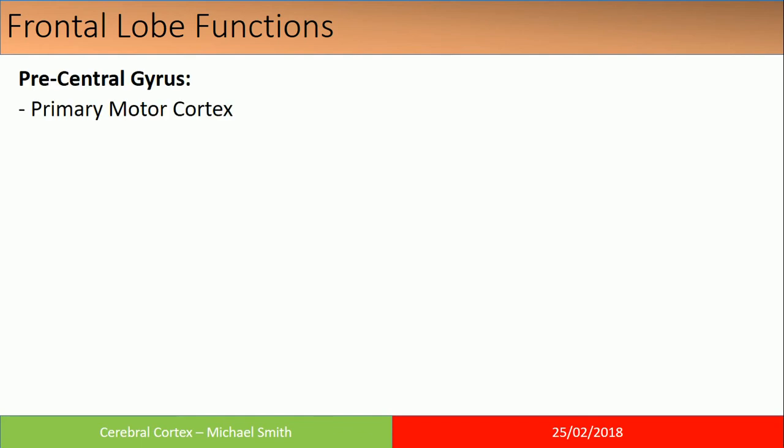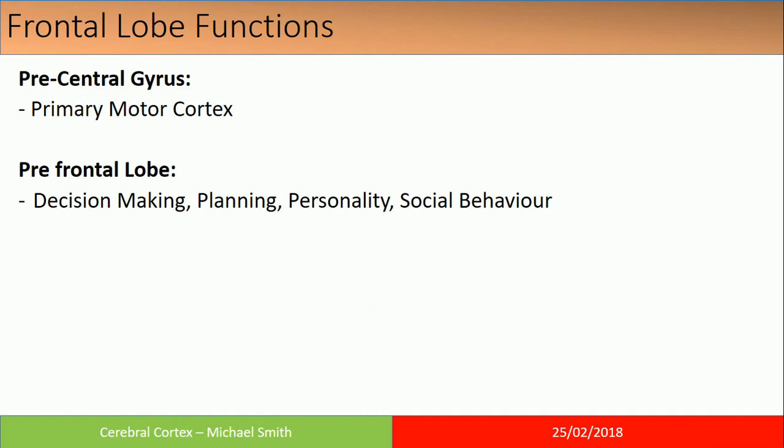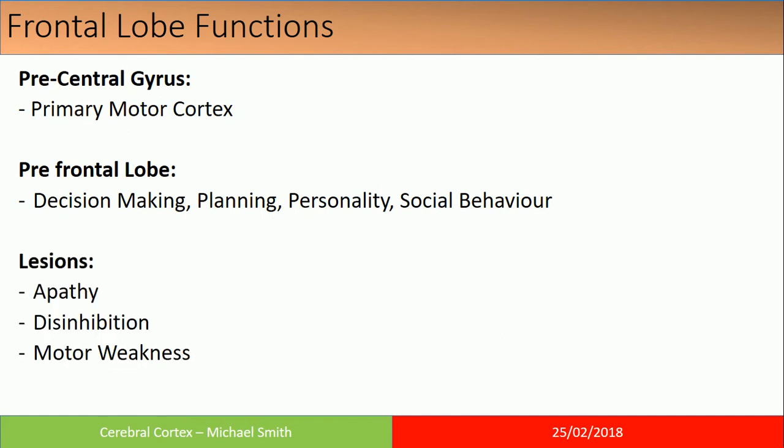So what does our frontal lobe actually do? Well, we've said already we've got our primary motor cortex, but we've also got our prefrontal lobe. And this is important in helping us make decisions. And it's important in sometimes what's called executive function. So this is our knowing how to act socially and knowing what is and isn't acceptable, which means that lesions can lead to things like apathy and disinhibition. So you might be acting very unusually in social situations. And if it's in the motor part, it can cause motor weakness or loss.